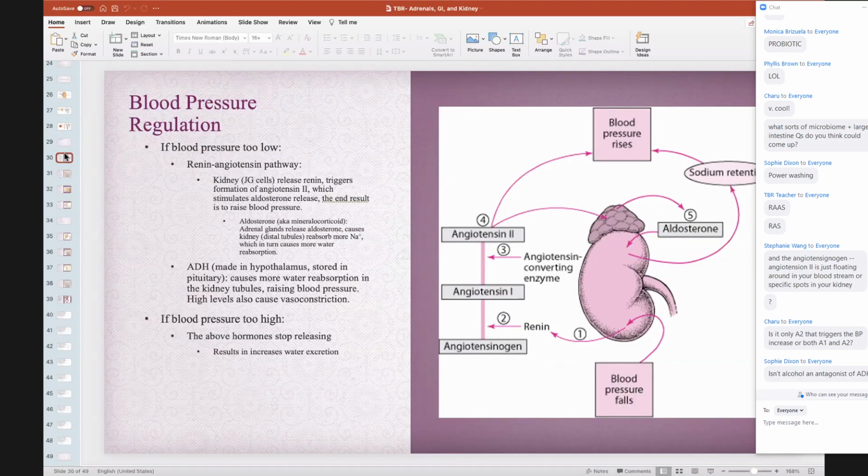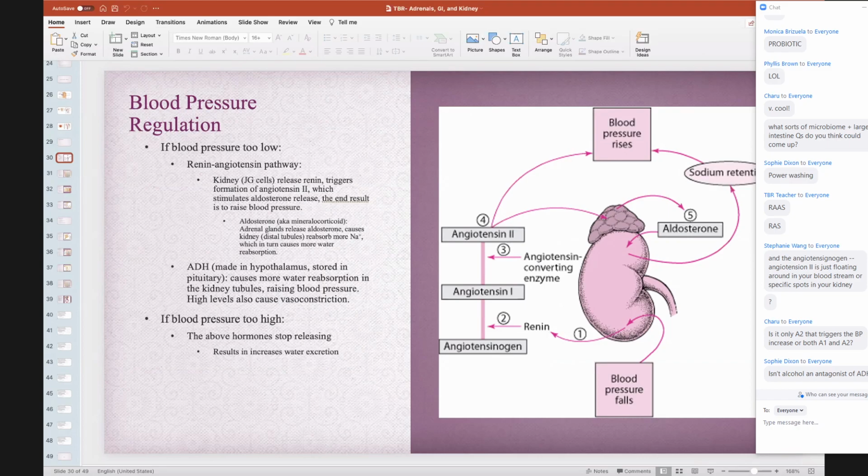So in blood pressure regulation, we do have that aldosterone, we do have the ADH. They do similar things via different pathways, but where they signal is important. Aldosterone signals at the distal convoluted tubule, ADH signals at the collecting duct. If blood pressure is too high, we don't have a reverse process here. We just stop secreting these hormones. We stop the signaling pathway.